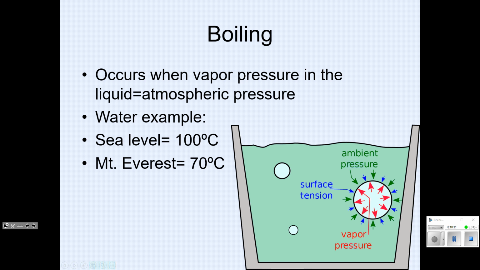Mount Everest, on the other hand, is a lot higher than sea level. Higher elevation means lower pressure. If there's less pressure pushing on the surface of that liquid, the bubbles are going to escape easier. It's going to boil faster.